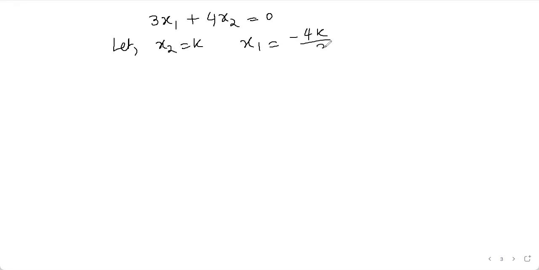So we get this as 3x1 plus 4x2, which is equal to 0. Let us consider x2 as k. So x1 will be minus 4k by 3. So for lambda which is minus 2, we get the vector minus 4/3 and 1. These are the corresponding eigenvectors.